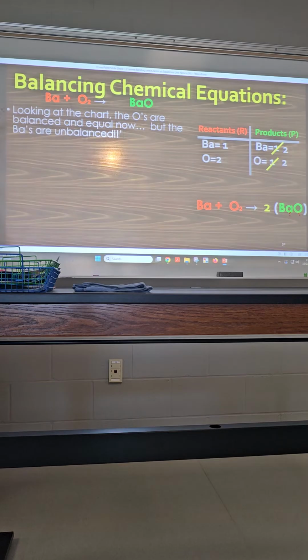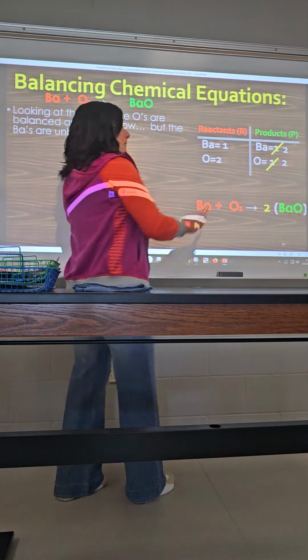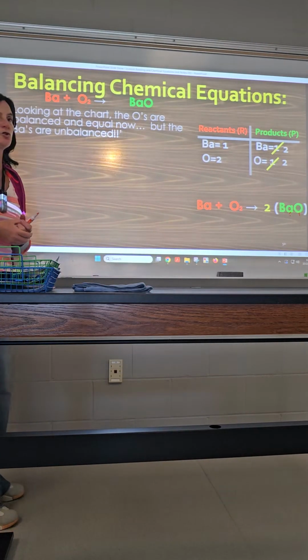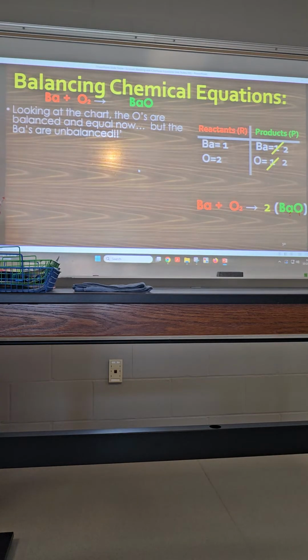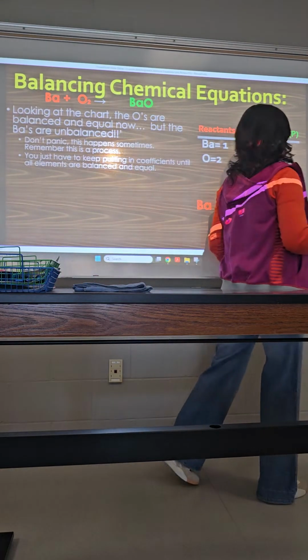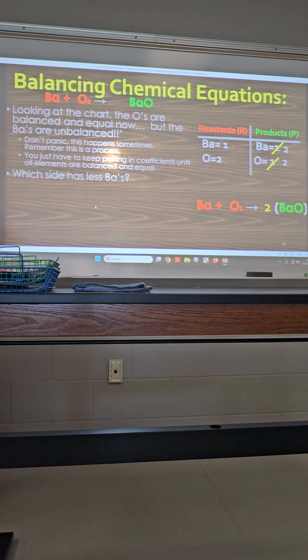Okay, so looking at the chart, our O's are great, 2 and 2. They're balanced, but we messed up our barium, so we have to fix that. Sometimes you fix one element and it messes up the other. That's okay, it's not a big deal. We just have to repeat the process and go back and reevaluate where we're at. We're going to keep putting coefficients where they need to be until everything is balanced. So which side now has fewer BAs? What do you think?